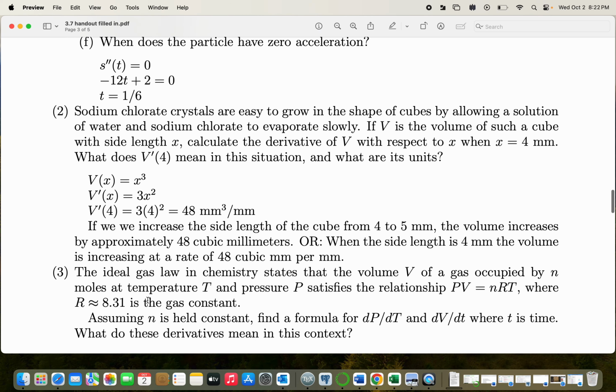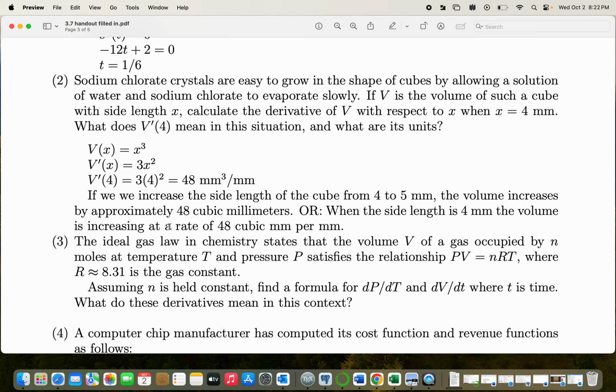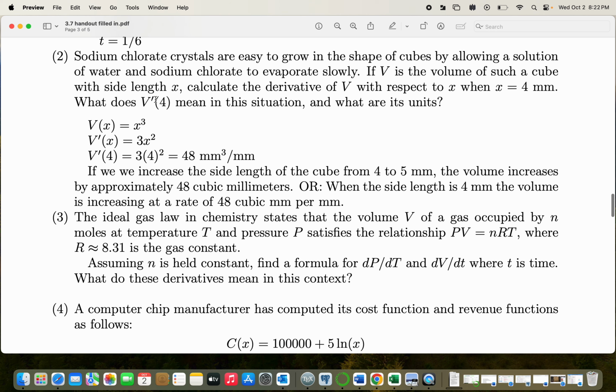Okay, one more here. Again, the answers are at the bottom, but I wanted to fill in some of the work. So sodium chlorate crystals. When I read this, I'm already scared because I don't know any chemistry. But then it says, if V is the volume of a cube with side length x, let's calculate the derivative of V with respect to x. And then I think, oh, thank God, I don't have to know any chemistry. I'm just dealing with a cube. That cube happens to be a sodium chlorate crystal, but who cares? The math doesn't care that it's a sodium chlorate crystal.